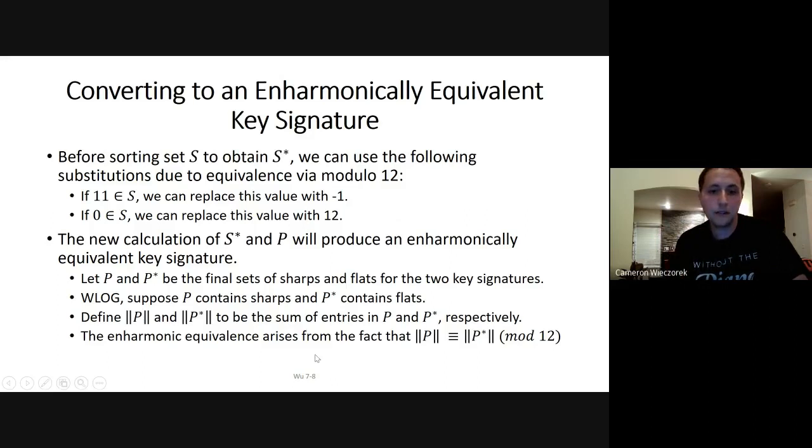And the interesting thing is that the sizes of these two norms end up being congruent to each other mod 12, since we're working within that same equivalence class. And that's where the term enharmonic equivalence arises from. Because we're dealing within the same equivalence class, these two norms are actually congruent to each other in size.